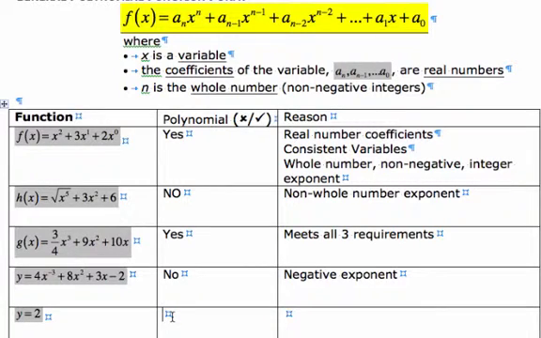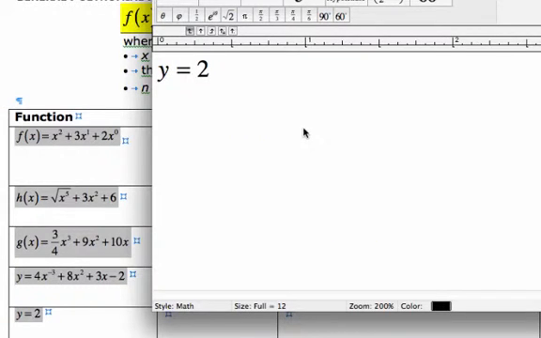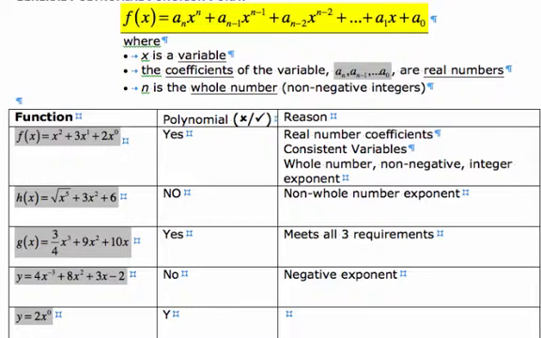Function 4, y is equal to 2. Remembering that with constant terms, we could really write this as x to the exponent 2 times x to the exponent 0, which means that we have a variable of x, we have a real coefficient of 2, and we have a non-negative whole numbered exponent. So we could consider this a function as well. It's actually a linear function. It'd be a completely horizontal line, which also meets our requirements. So the answer to that is yes. And y, again, meets all three requirements.